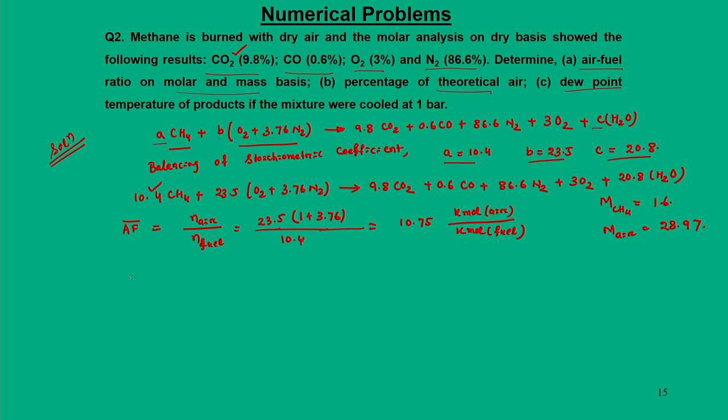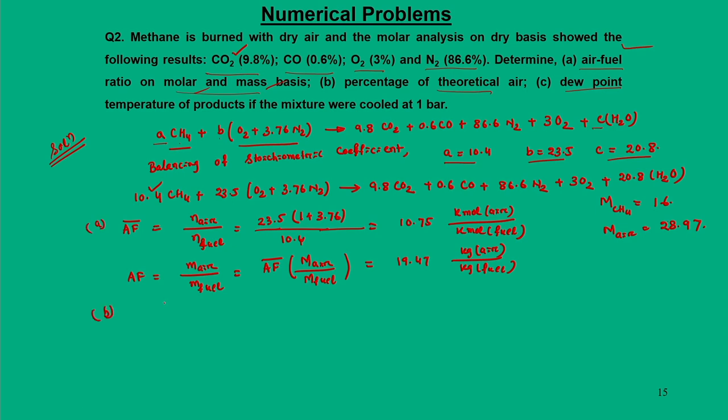Then once we know AF bar, we can find AF on mass basis, M air by M fuel, and this number would be AF bar into M air by M fuel. By putting this number, we get it is 19.47 kg air by kg fuel. So, we get air fuel ratio on molar and mass basis.